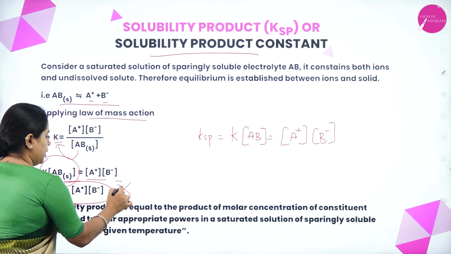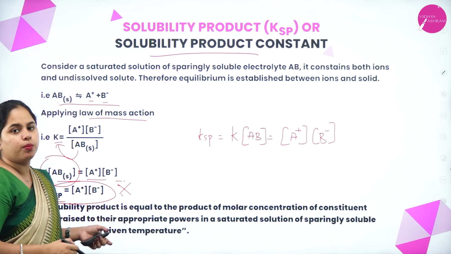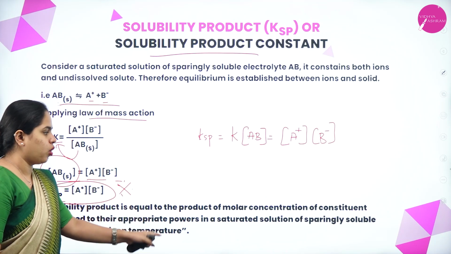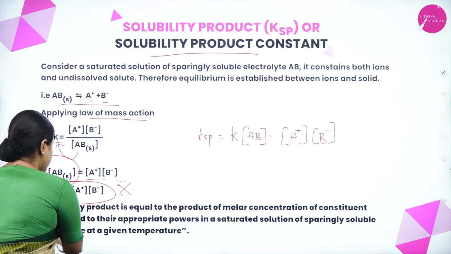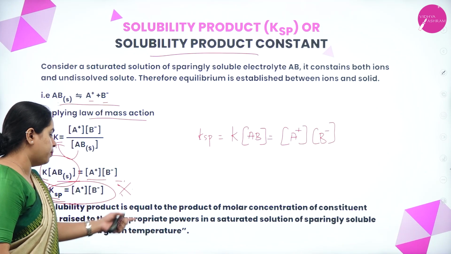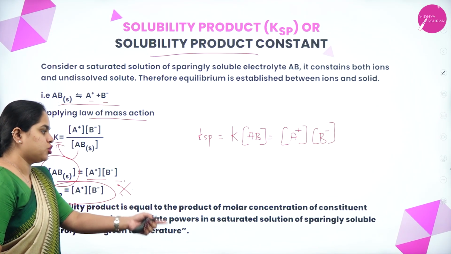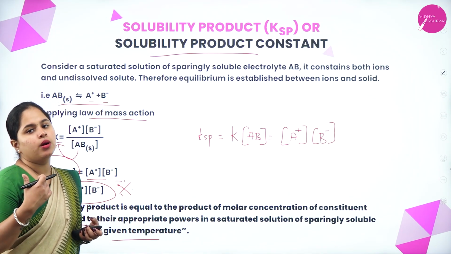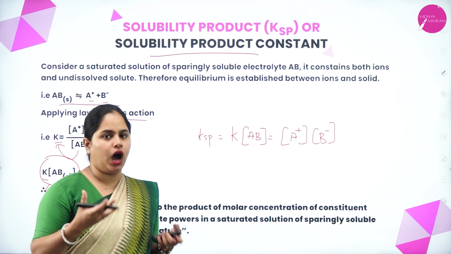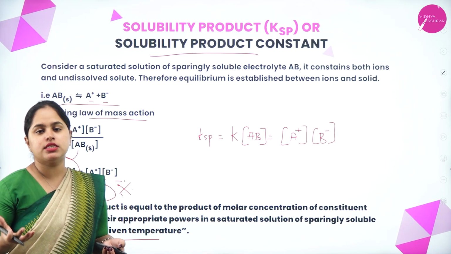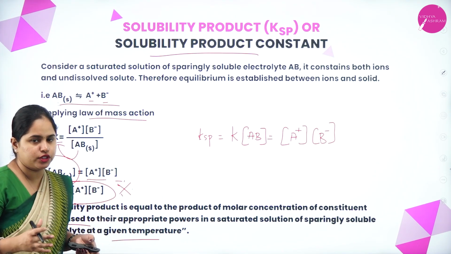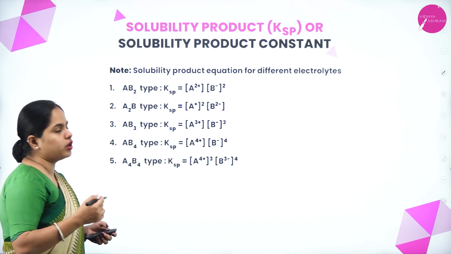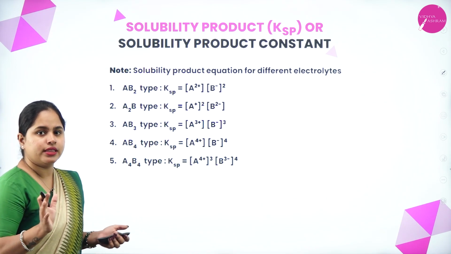So this is a very, very important equation. It is the product of the molar concentration of the ions. Solubility product is equal to the product of molar concentration of the constituent ions raised to their appropriate powers in a saturated solution of a sparingly soluble electrolyte at a given temperature. It is raised to powers equal to their stoichiometric coefficients if necessary. We will see the solubility product equation for different types of electrolytes, so that will be clear to you.